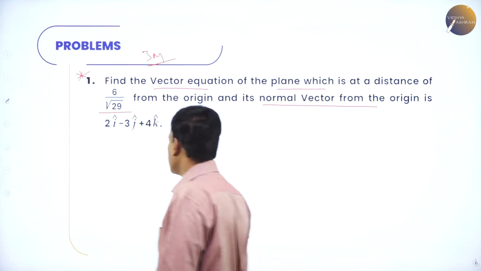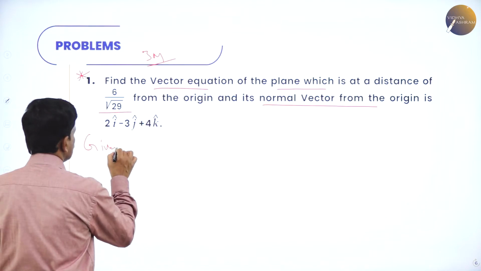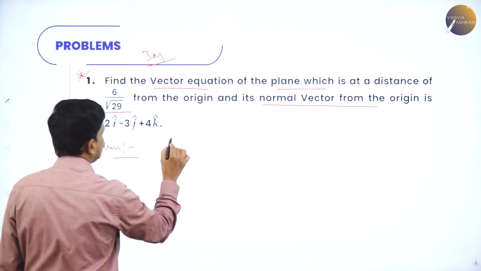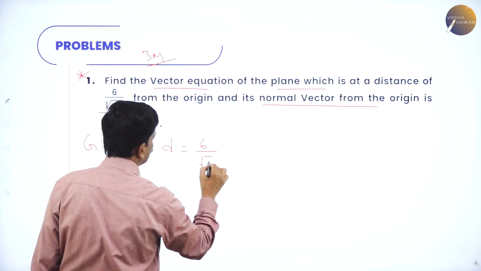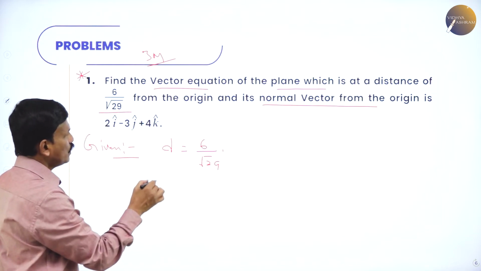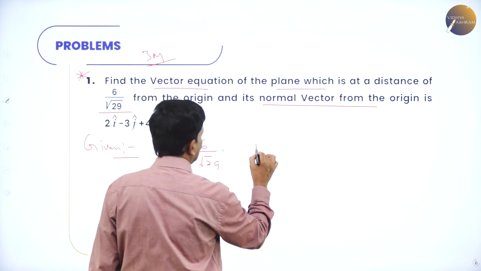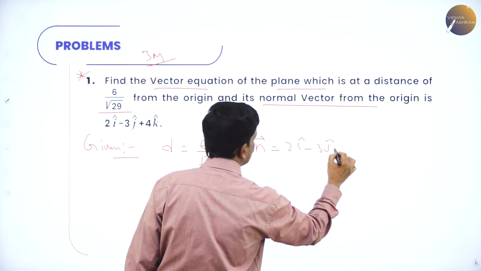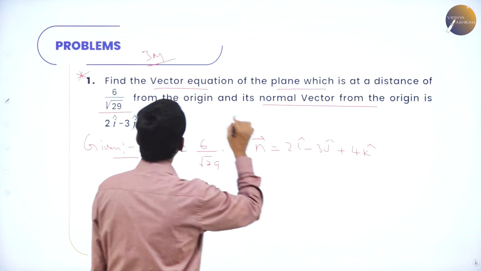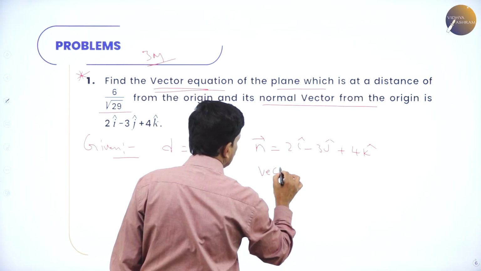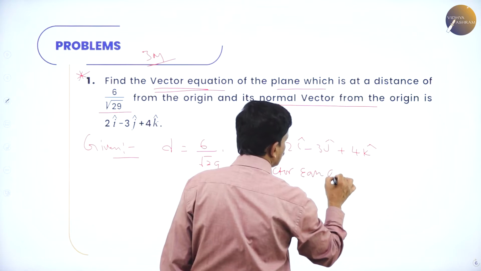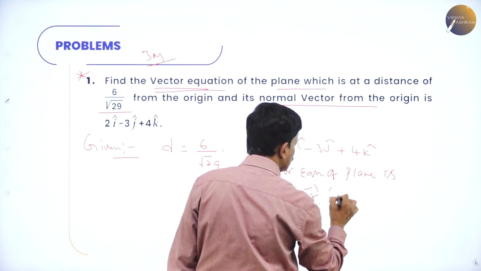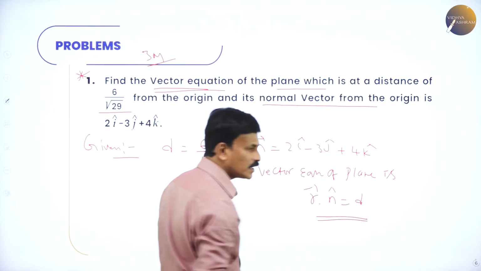So what is given here? Find the vector equation of the plane which is at a distance d equal to 6 by root 29 from the origin, and its normal vector is vector n is equal to 2i minus 3j cap plus 4k cap. Now what is required? The vector equation. The vector equation of the plane is vector r dot n cap is equal to d.